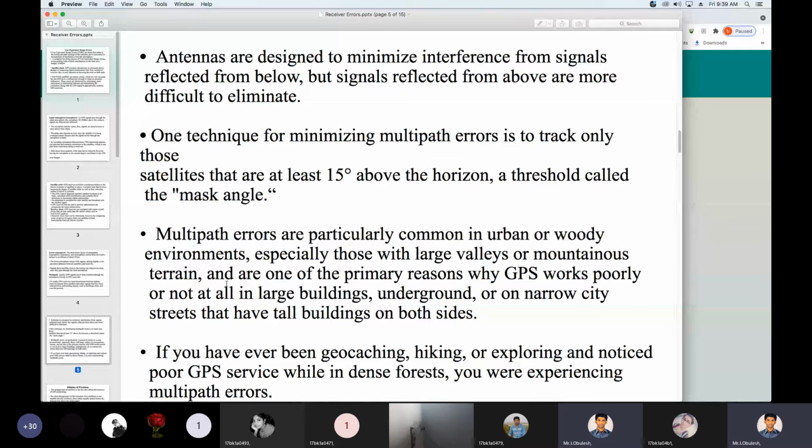One technique for minimizing multipath errors is to track only those satellites that are at least 15 degrees above the horizon. This threshold is called the mask angle.